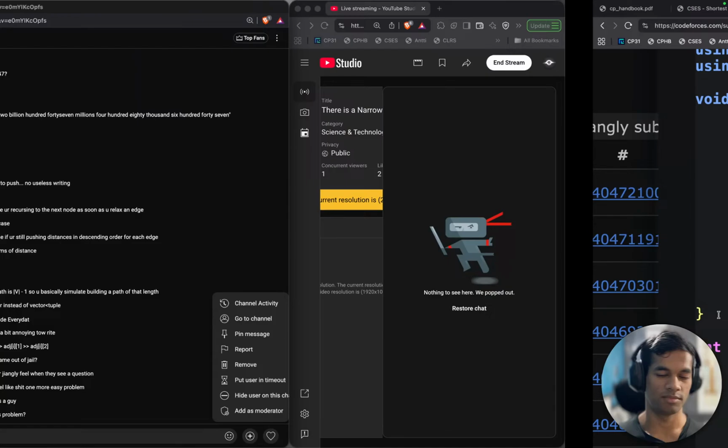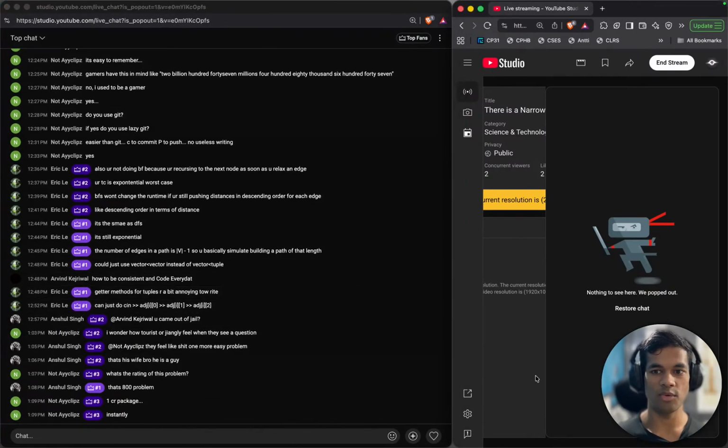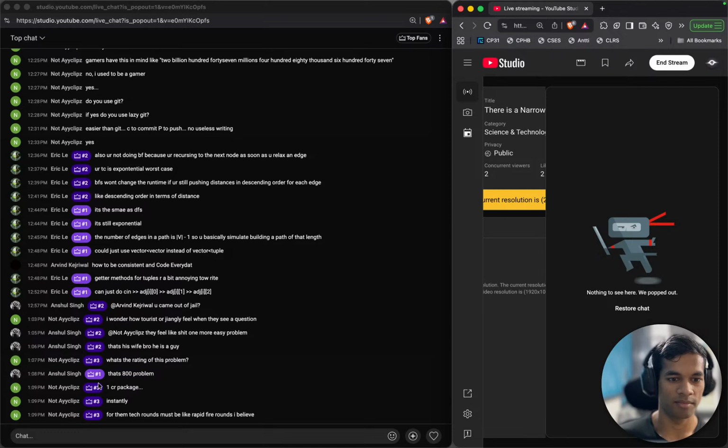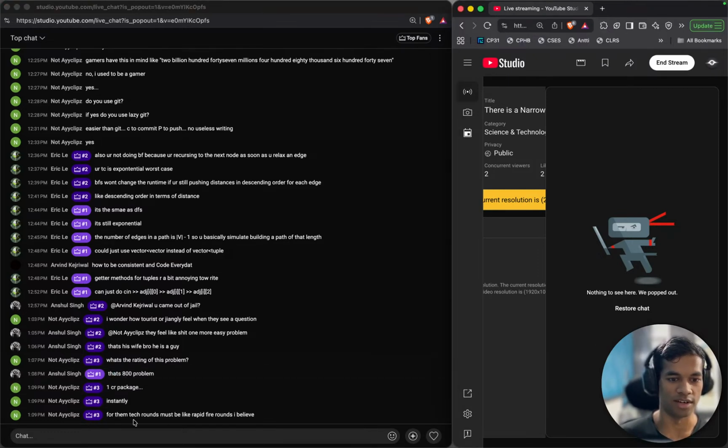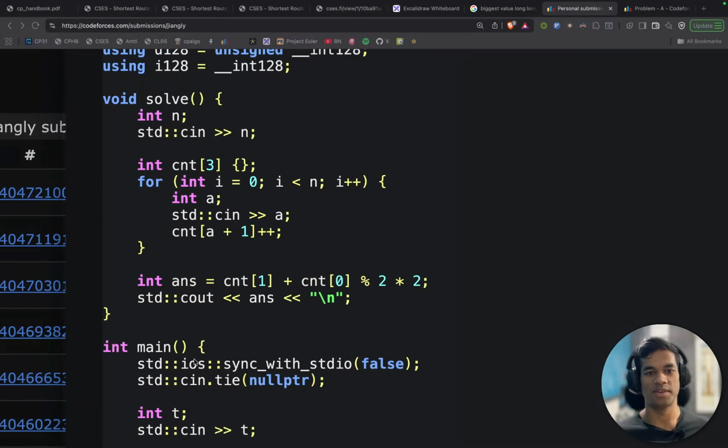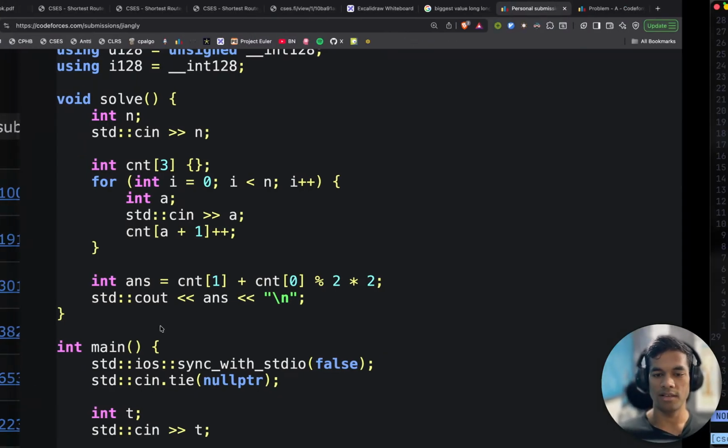Standard out. His code is like, you can read it and you will understand what he is doing, once you are packaged instantly. For them, tech rounds must be like rapid fire questions only. Yes. Implement BFS. You have 10 seconds.